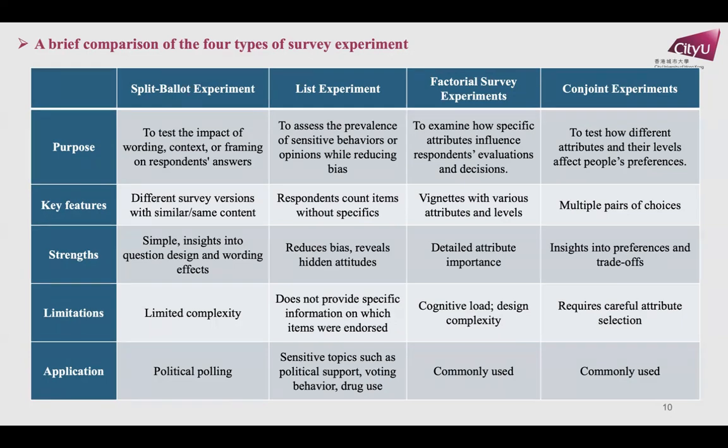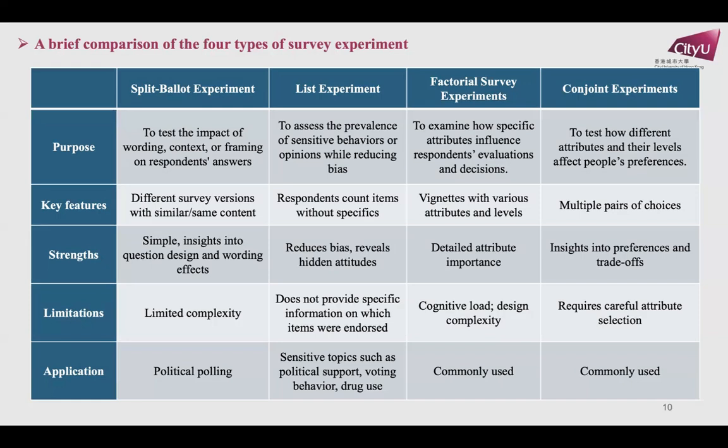The second one is the list experiment, mainly used to assess the prevalence of sensitive behaviors or opinions while reducing bias. Respondents are asked to count items without specifics. They only need to mention how many items they agree with. The strength is that it helps reduce biases and reveals the respondents' hidden attitudes. But the limitation is that it does not provide specific information on which items they agreed or did not agree with. The application is usually for sensitive topics such as political support, voting behaviors, and drug use.